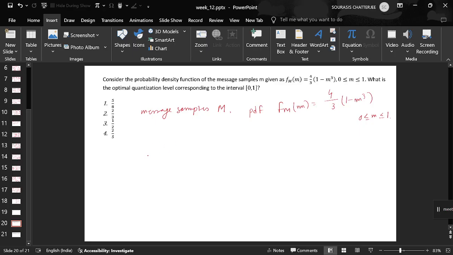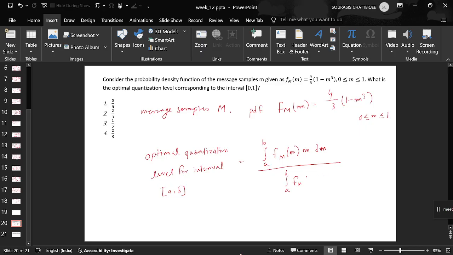So how do you obtain that? So the formula is as follows: optimal quantization level for interval a b. I'm just writing the generic formula here. A b, these are the integral limits, integral of m times f_m(m) dm, that is the average of the samples in that particular interval, divided by the probability that the message is in that interval, sorry, provided the sample being in that interval.